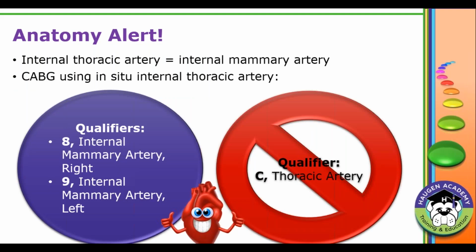And guess what? I did have a slide on the anatomy thing. Again, internal thoracic artery is the same thing as the internal mammary artery. You are going to use the qualifiers 8 or 9, whether it's left or right. There is a qualifier C for thoracic artery. That is not the correct qualifier to use for internal thoracic artery. Thoracic artery is more of a vague term that we would use if there was some other vessel in the thoracic cavity that was used to bypass from. So this is one of those behind the scenes things that I have not seen printed in Coding Clinic yet. Probably should be.